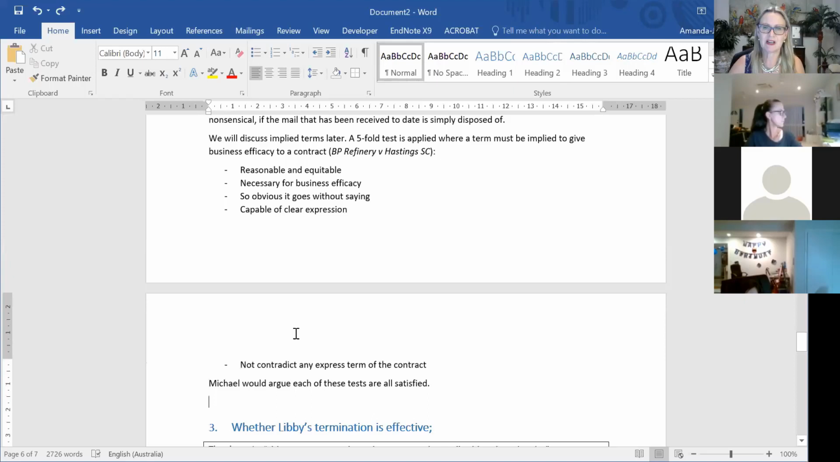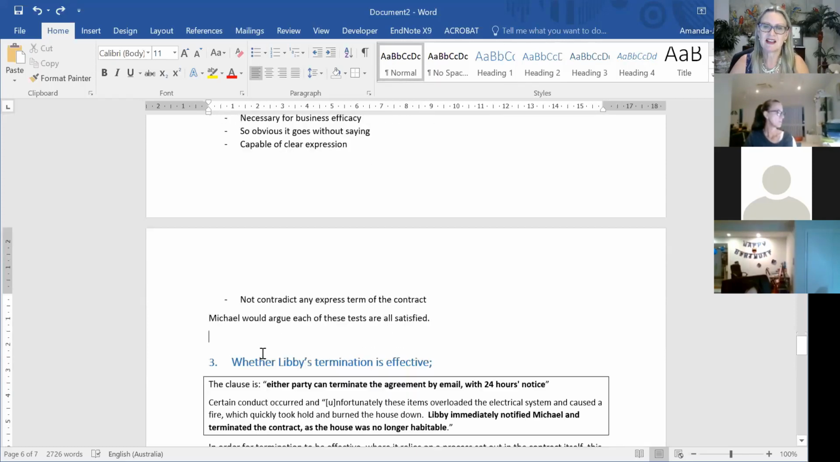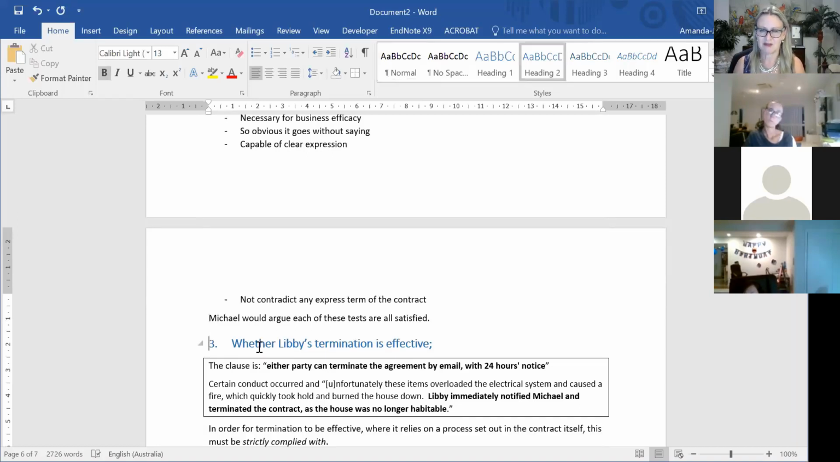So the term has to be reasonable and equitable. I don't think we'd have a problem there. Necessary for business efficacy, we'll talk about that next week. So obvious it goes without saying. I think that's also satisfied here. Capable of clear expression, doesn't contradict any other expressed term. I think you could probably mount decent arguments in relation to all of those. Okay.